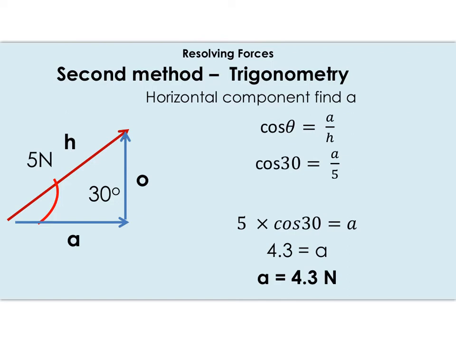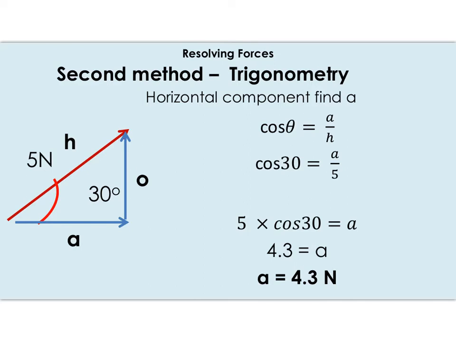To work out the horizontal component, I'd use cos theta is equal to adjacent over hypotenuse, and put the numbers in again, so you can see the 30 going in for the angle and the 5 going in for the hypotenuse. And I'm going to then rearrange that equation to get 5 times cos 30 is equal to my adjacent. So my adjacent is going to equal 4.3, and that is 4.3 newtons, which again is the same value we've got through the scale drawing.